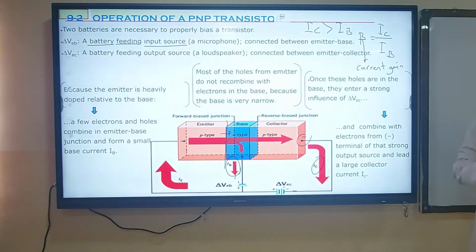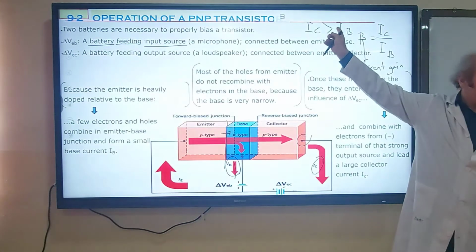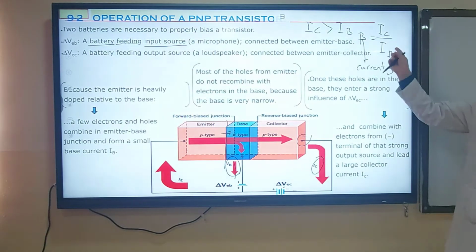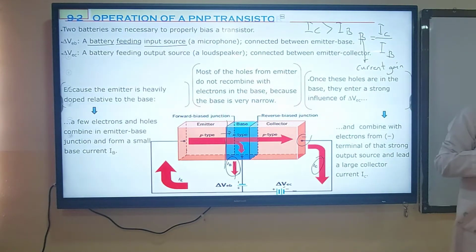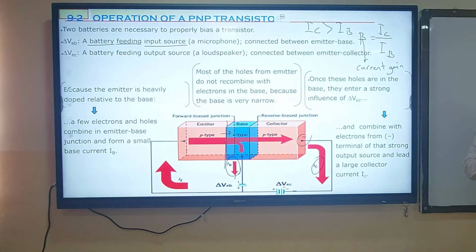Greater than 1. Let's check some questions. The current gain of transistor A is equal to 1. Less than 1 or greater than 1? Because IC is much greater than IB, IC over IB must be greater than 1. This current gain of a transistor is greater than 1. And this is the question.